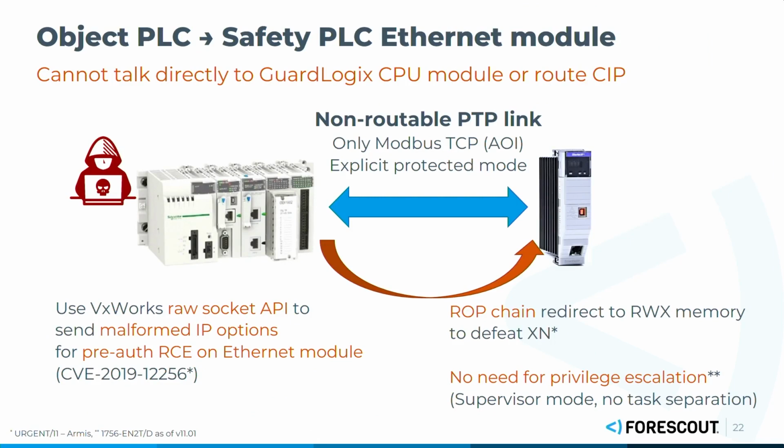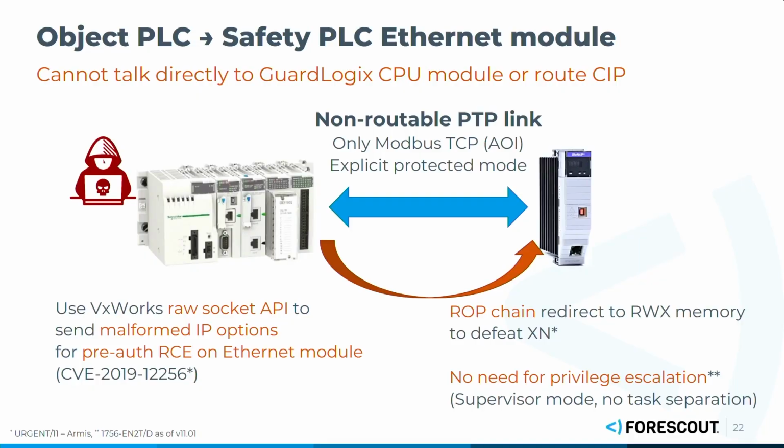Now, the second objective after we have code execution on the M340 was to essentially move through the safety system. In our little demo, we had an Allen Bradley GuardLogix as the safety PLC, and that had an Ethernet module hooked up to the M340 over a non-routable point-to-point link. So we can't just send SIP messages to it, we can't just download logic, we have a very restricted interface here. In order to cross this little bridge, we use the VxWorks raw sockets API to send malformed IP options to this Ethernet module in order to exploit one of the URGENT/11 pre-authentication remote code execution vulnerabilities on the Ethernet module.